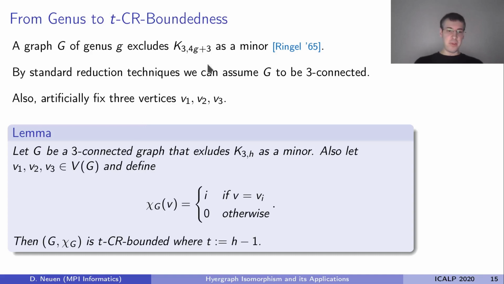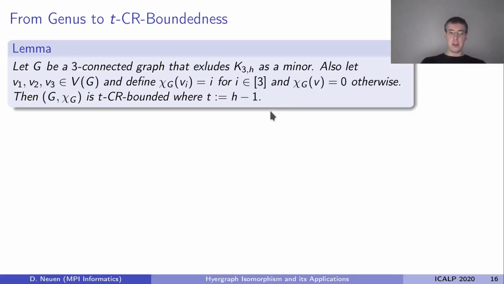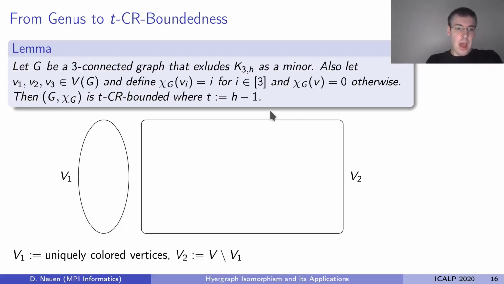Okay, so then given that lemma, we can employ the graph isomorphism test from a couple of slides ago and eventually obtain our isomorphism test for graphs of bounded genus. So the main thing is to prove this lemma. Let's see how this goes. Here I've stated the lemma again, and let's assume for a contradiction that this graph is not t-CR-bounded.